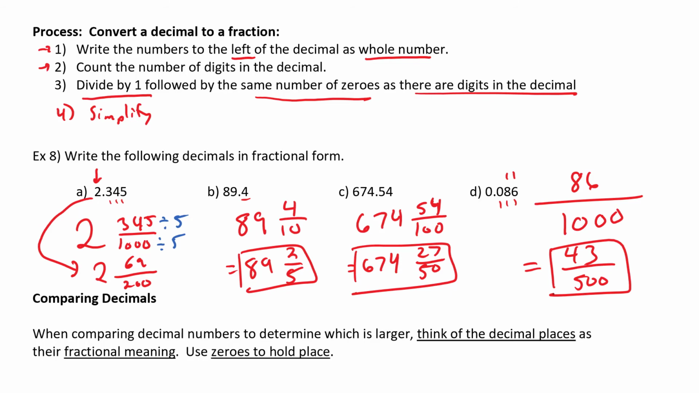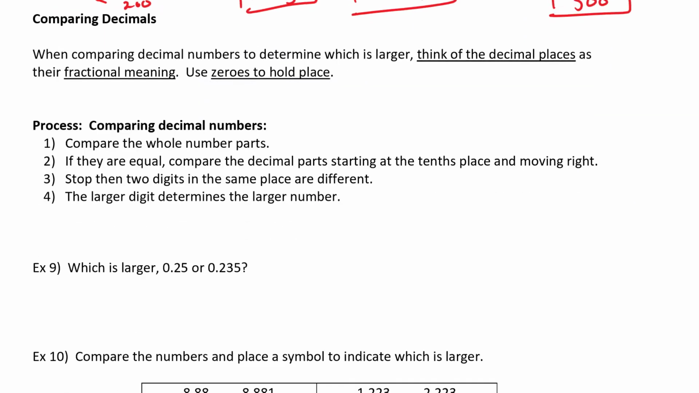So if you follow these rules, it's pretty simple to convert any decimal into a fraction. When comparing decimals, which one is larger compared to another, students can oftentimes be confused when they're doing these problems. Example number 9 shows us where the problems might come about. Here we have decimal 25 and here we have decimal 235. I ask you which one is larger.